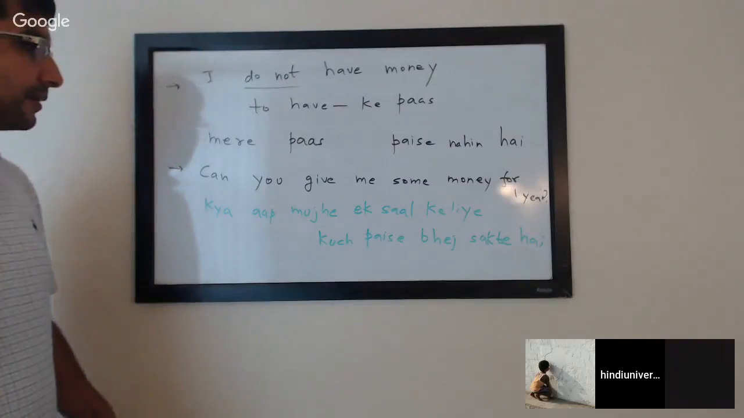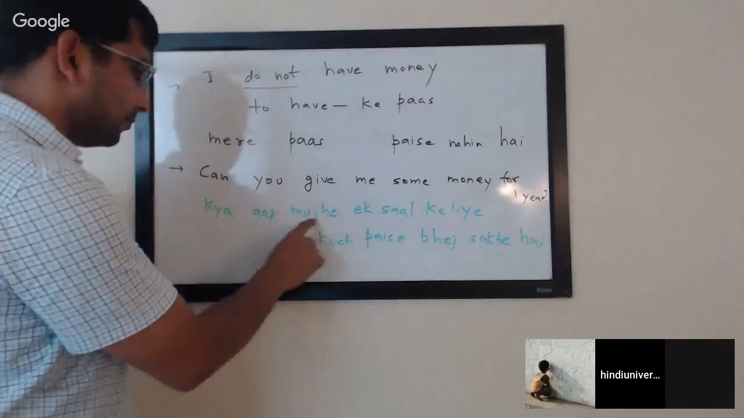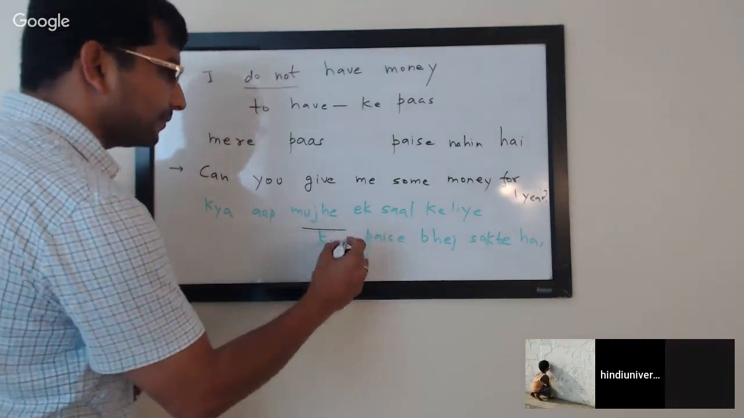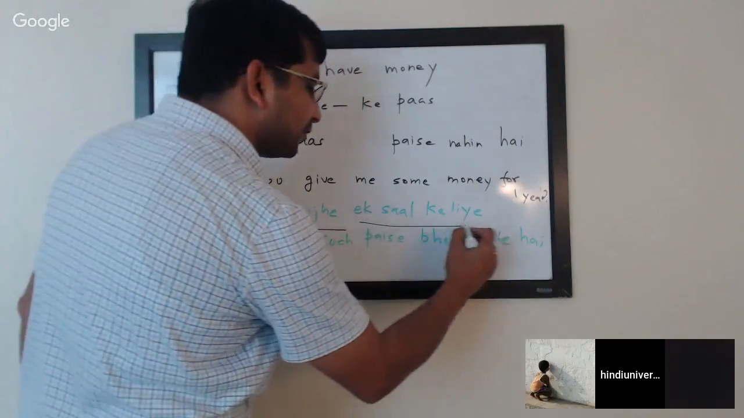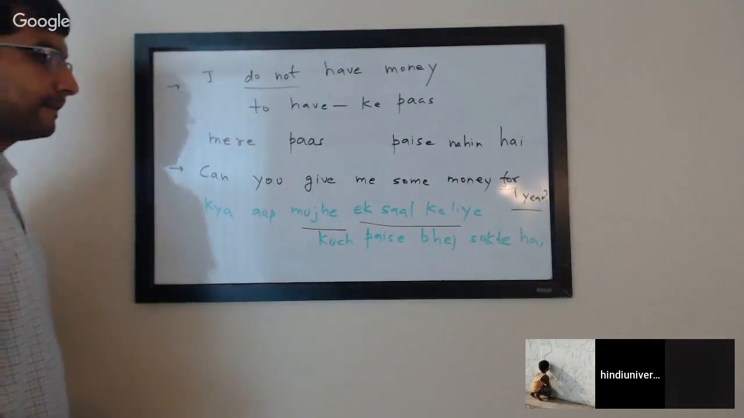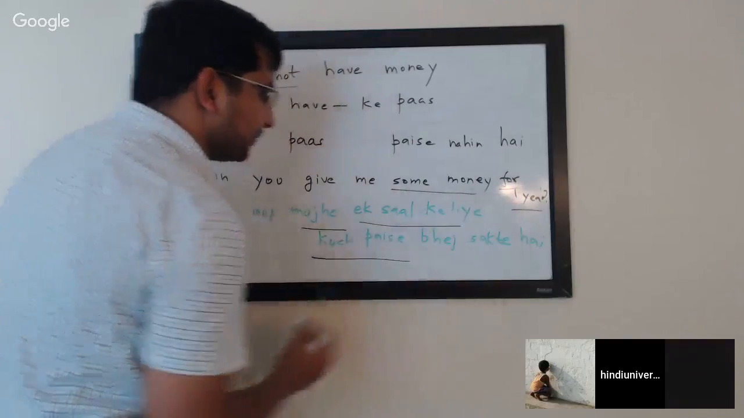Mujhe is to me. To me is mujhe. Okay, keep going. Ek saal ke liye is for 1 year. Ek saal ke liye would be for 1 year. Kuch paise is some money. Kuch paise is nothing but some money.